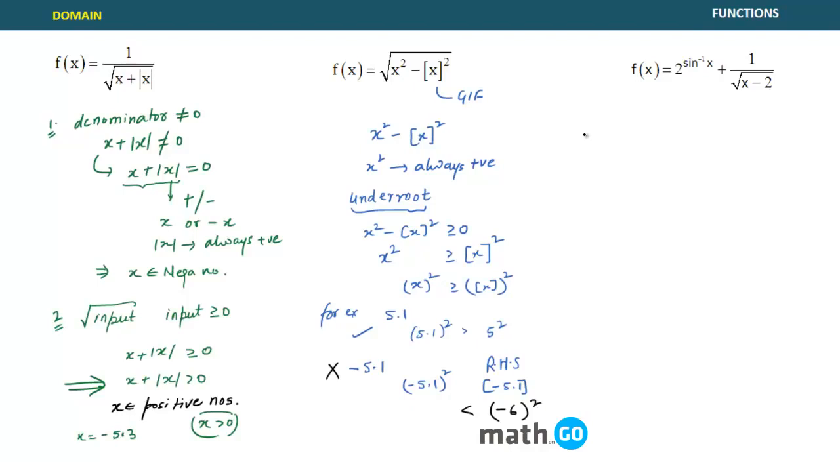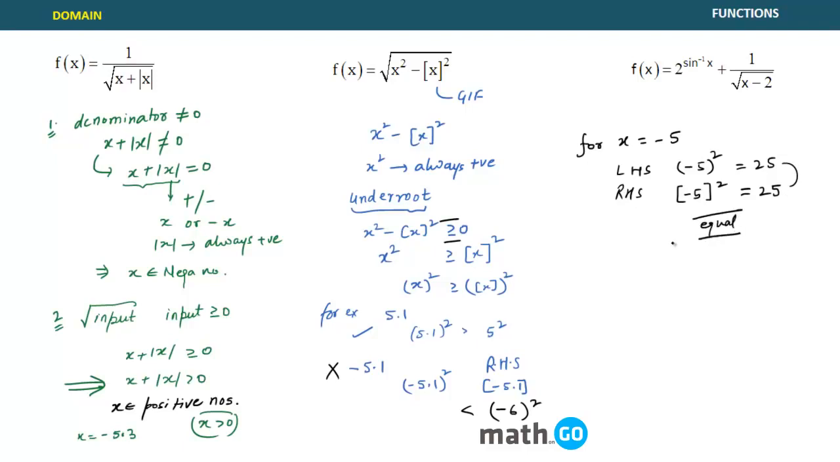Now let us also check x is equal to minus 5. What is the answer then? The LHS becomes minus 5 square, so this gives you answer 25. What happens with the RHS? RHS is GIF of minus 5 square, which is also again 25, right? And you wanted greater than or equal to 0, that means they could be equal also. These two are equal. So is this a part of the answer? Yes, this is also a part of the answer now, it will have to be included.